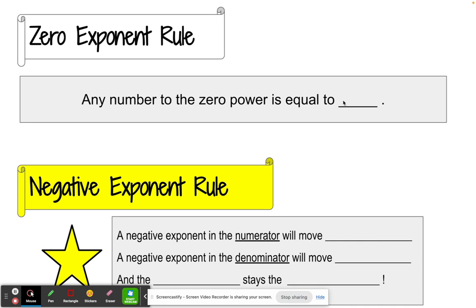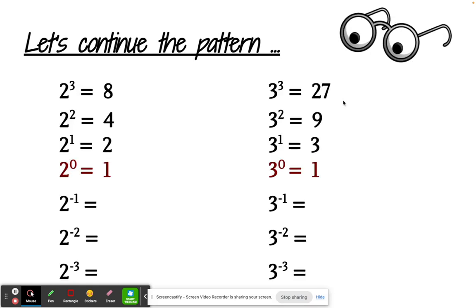Now let's look at our negative exponent rule. Let's continue the pattern. We got 2 to the 0 power. Well, what would 2 to the negative 1 power be then? If I divide 1 by 2, I get 1/2. If I divide 1/2 by 2, as I continue my pattern, then 2 to the negative 2 power would be 1/4. If I divide 1/4 by 2, 2 to the negative 3 power would be 1/8.